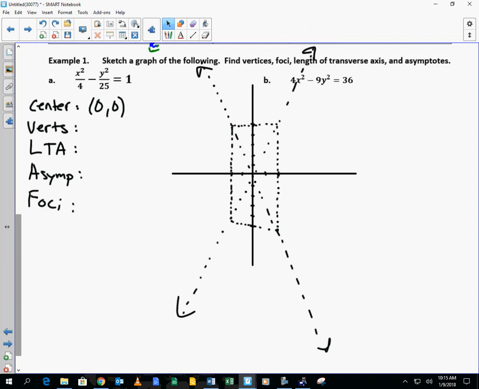And now it's time to draw my hyperbola. Does the hyperbola open side to side or up and down? Why does it open side to side? Because the x is positive.